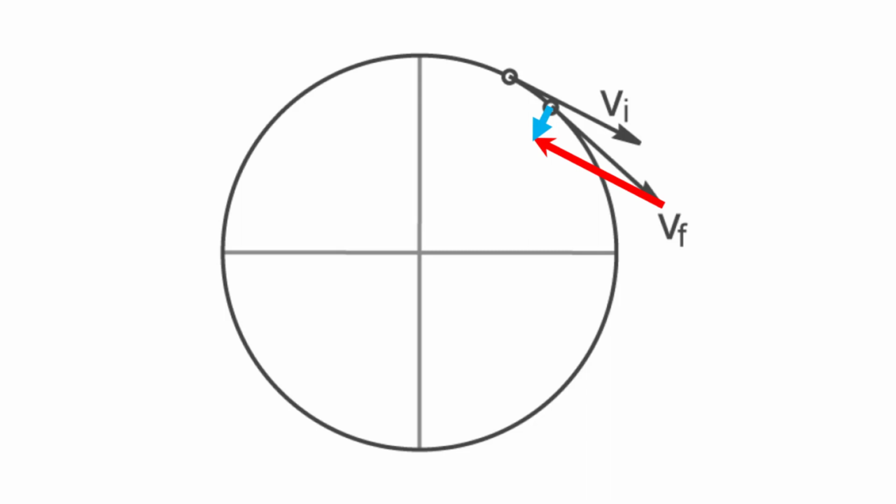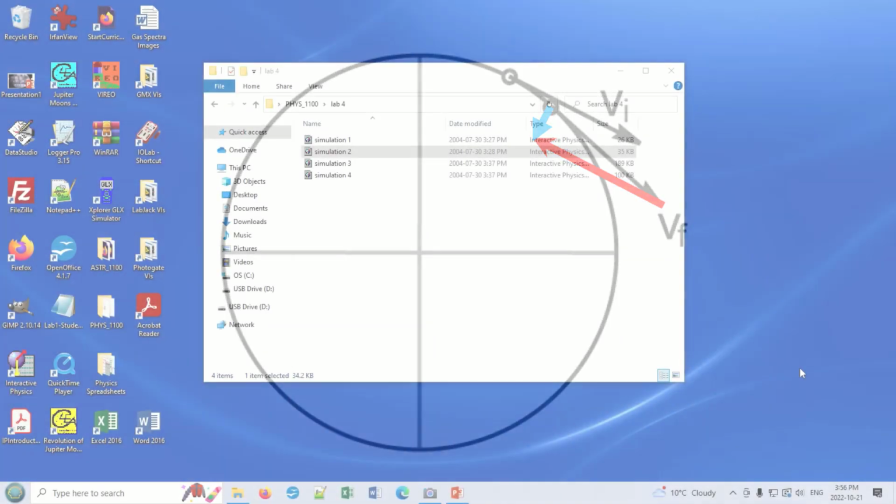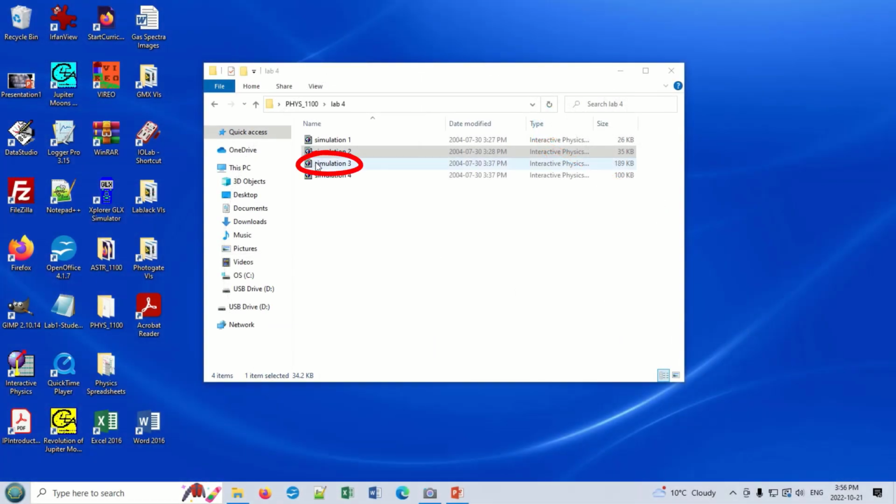By moving the VI vector over and showing the vector subtraction between them, which again is that blue arrow, you're showing that the direction of the acceleration points towards the center of the circle. So that's how you do question 3. So now you're ready for simulations 3 and 4.